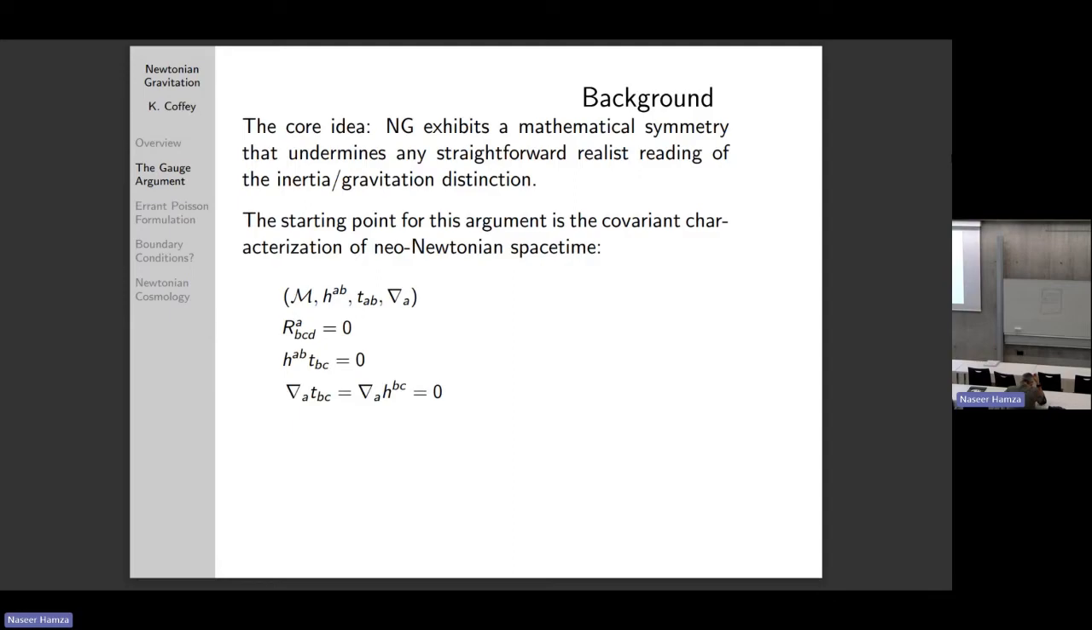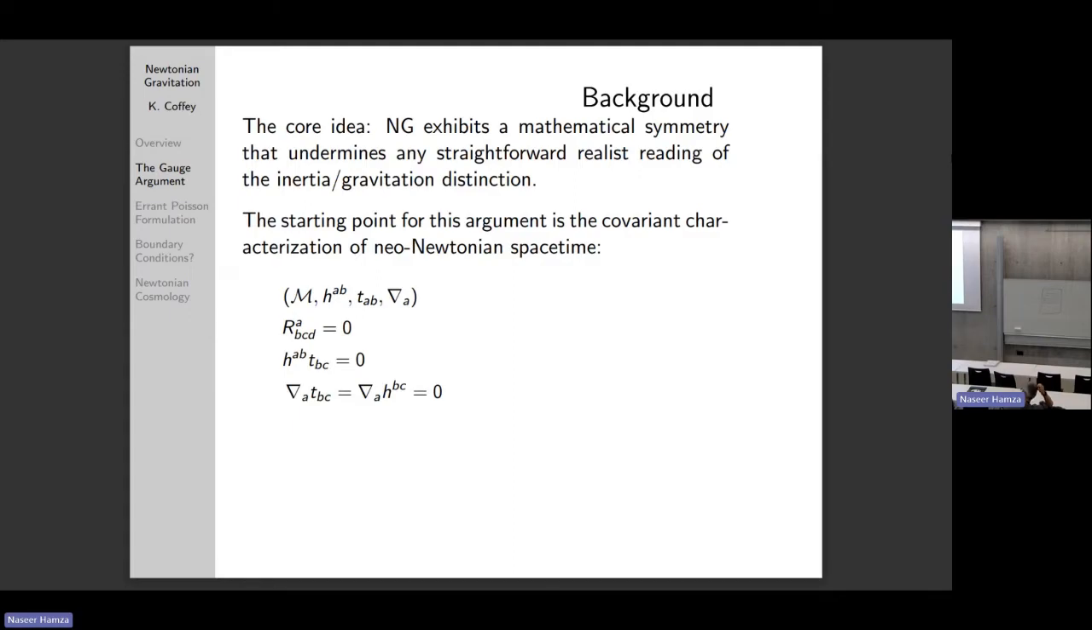I'm not going to say too much about it, except that M is a manifold that is intended to represent space-time. The tensor field H is intended to give us a spatial metric that is defined on spatial slices of the space-time. T is a tensor field that's designed to give us a temporal metric. And then we have this all-important symbol, nabla, which encodes the affine structure of the space-time. We want it to be flat, and we want it to satisfy various other conditions.